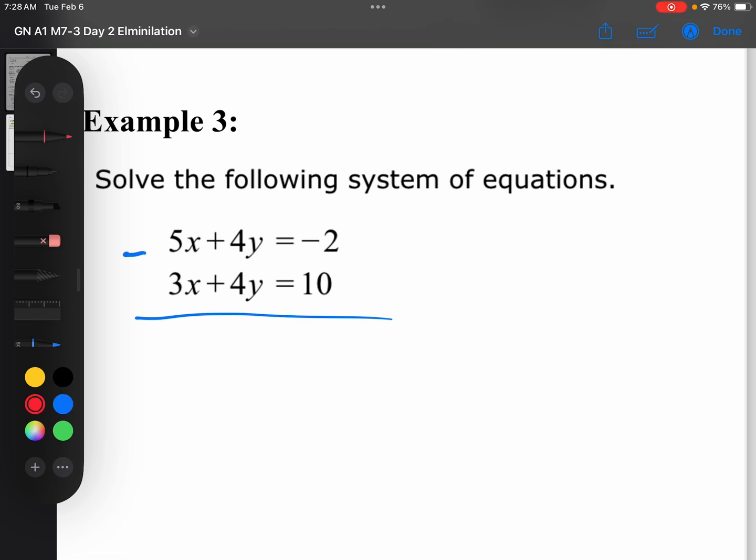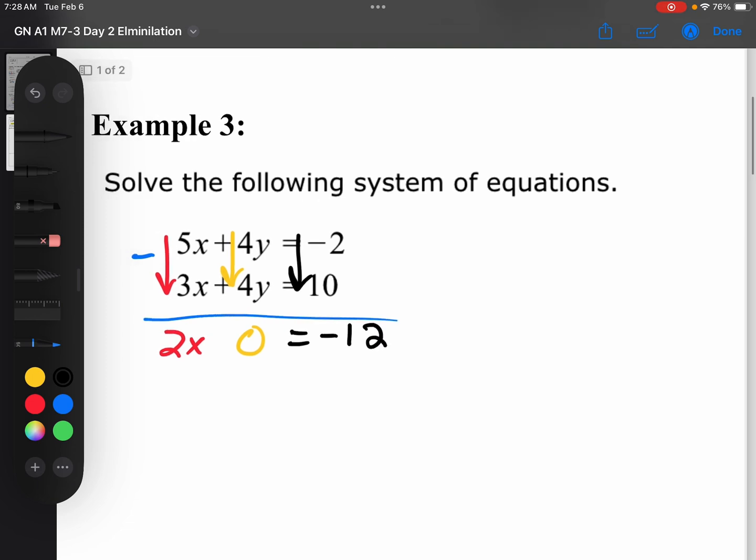So 5x minus 3x is going to be 2x. 4y minus 4y is 0. That's good. Equals, we've got negative 2 minus 10, negative 12. Okay, and then from here, we are going to divide both sides by 2. Remember, we don't have to consider that 0 because it's 0. And then once we solve for that, you're going to get x is equal to negative 6.